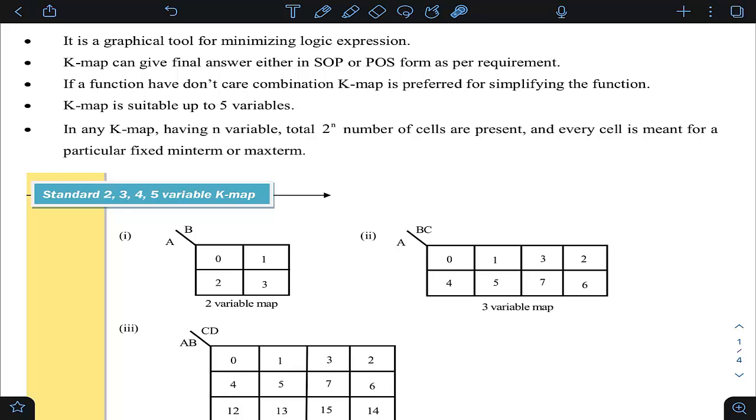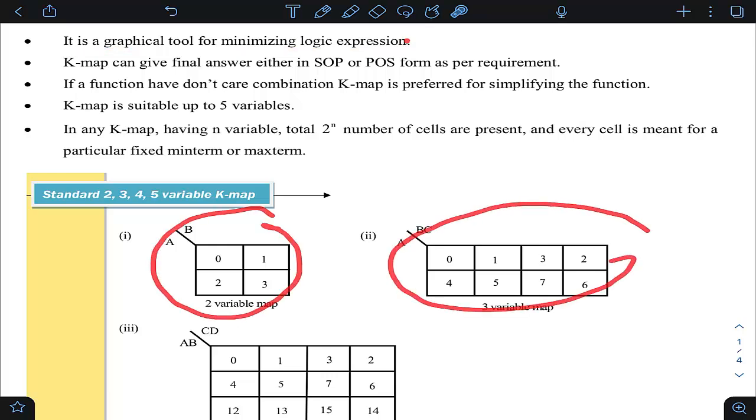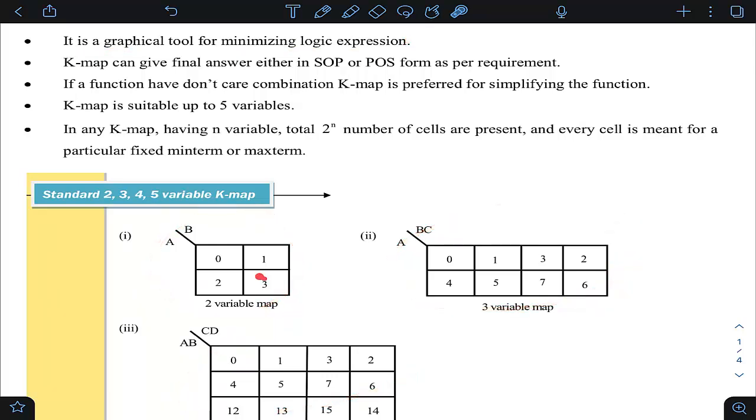All right, so these are a few points regarding K-map. Let us have a discussion of this before we go into the actual process of how a K-map is formed and how to use it. First, it's a graphical tool for minimizing logical expressions. It's a graphic tool because the K-map looks like this. These are the maps, and using these maps we will be minimizing logic expressions.